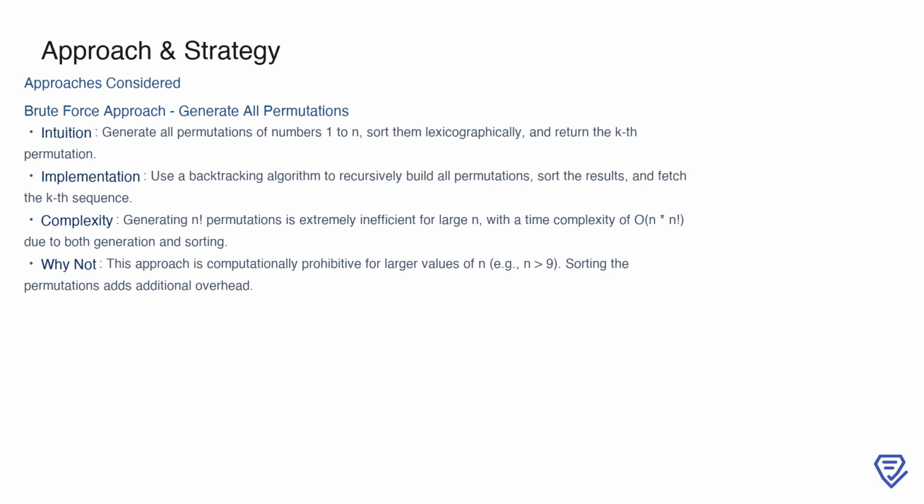However, the major drawback of this approach is its inefficiency. The time complexity is n times n factorial, because we need to generate n factorial permutations and then sort them, which adds further computational overhead. For larger values of n, such as n greater than 9, this method becomes impractical due to the sheer number of permutations involved.